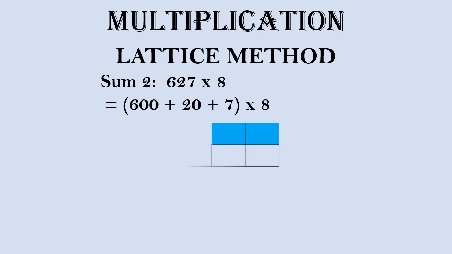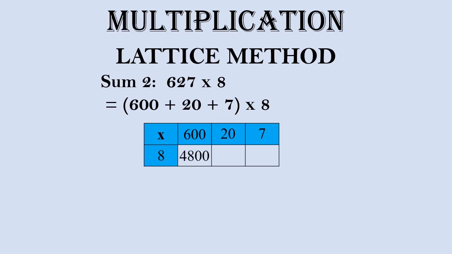The second sum, 627 multiplied by 8, 600 plus 20 plus 7, the whole thing multiplied by 8. These are 3-digit numbers. I had given you 4 sums of 3-digit numbers multiplied by a single-digit number. And from 5 to 8, we will solve sum number 5 to sum number 8. We will solve the 3-digit numbers multiplied by 2-digit numbers.